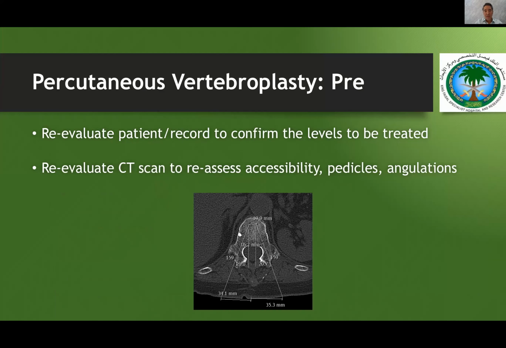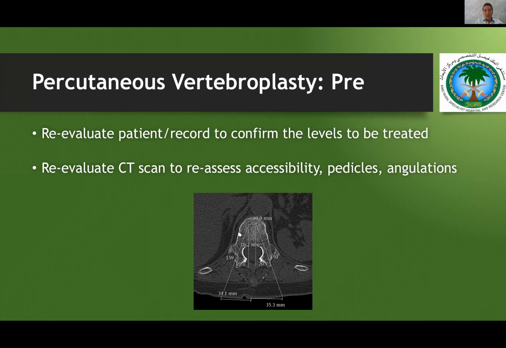Re-evaluate the CT scans to reassess accessibility, to assess the pedicle size and the angulation, and if you want to do some kyphoplasty, you have to measure the AP diameter of the vertebral body. This is again just to double check before you start the procedure, or the same morning of the procedure.